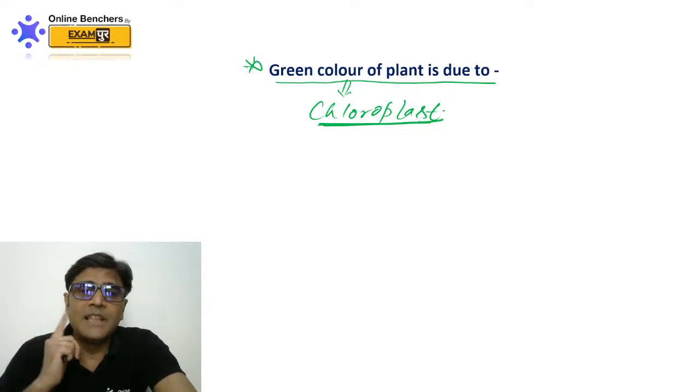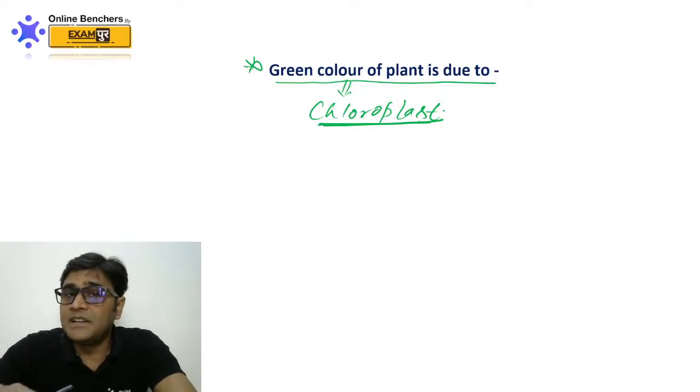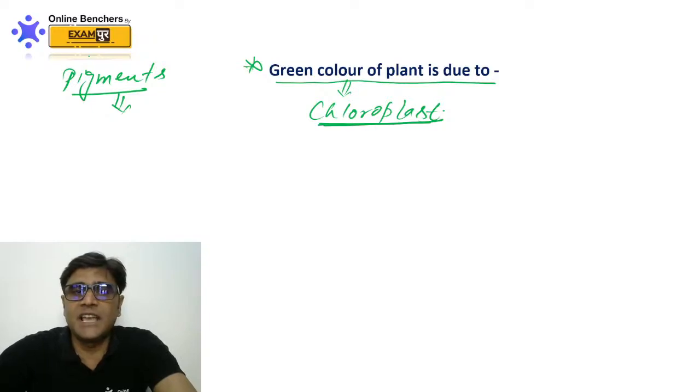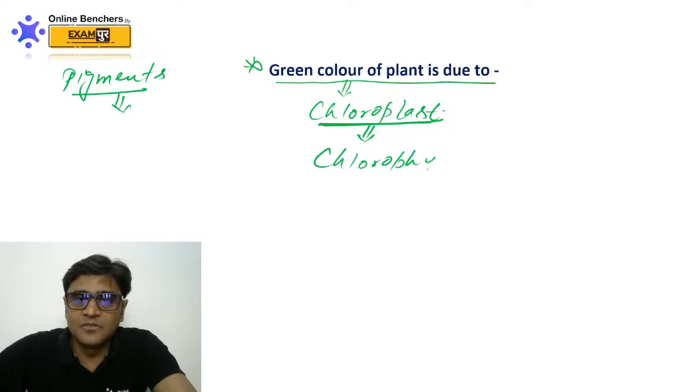For example, the black color of your skin is due to a pigment, melanin. The red color of blood is due to the presence of a red pigment in your blood, that is hemoglobin. The red color of tomato is due to the presence of a red pigment, lycopene. So tell me about pigments present in chloroplast. Pigments are substances which have specific colors. So tell me the name of the pigment present in chloroplast. Chloroplast contains a green pigment known as chlorophyll. What is chlorophyll? It is a green pigment.